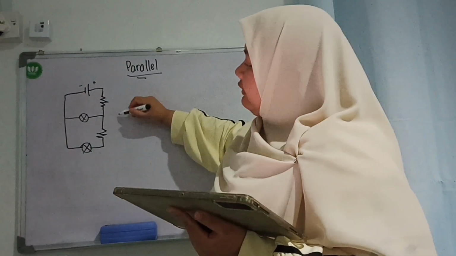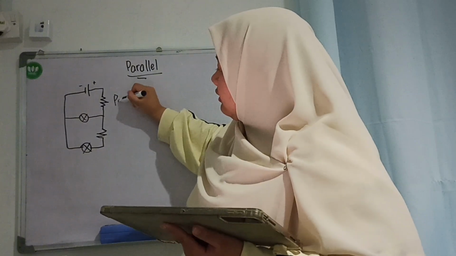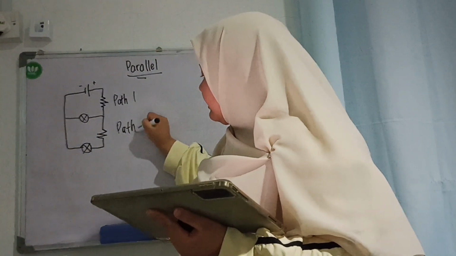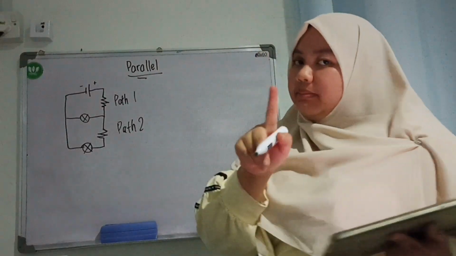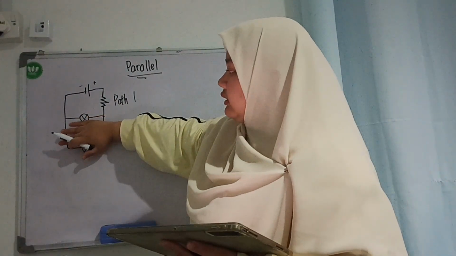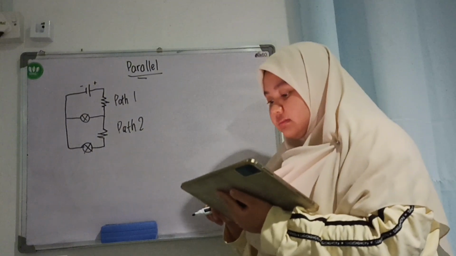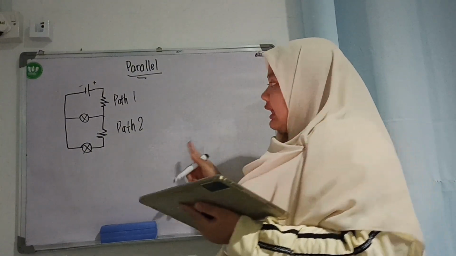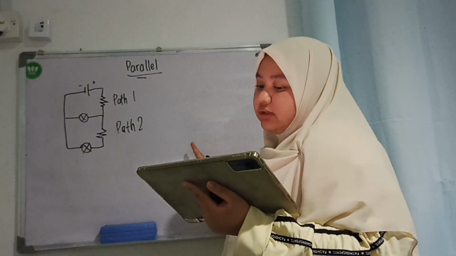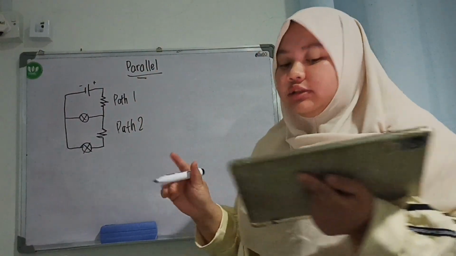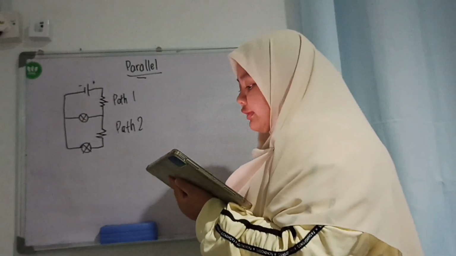Basically, there's two paths. Path 1 and path 2. Whereas a series circuit only has one path, so there's no second path. Parallel has the same voltage going across the components, but different resistors, of course.